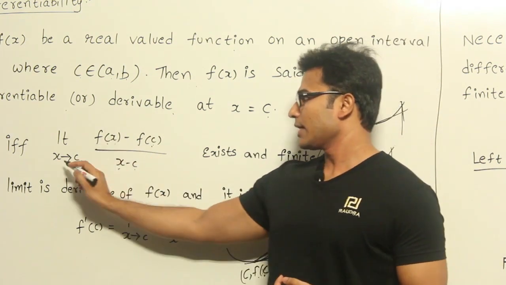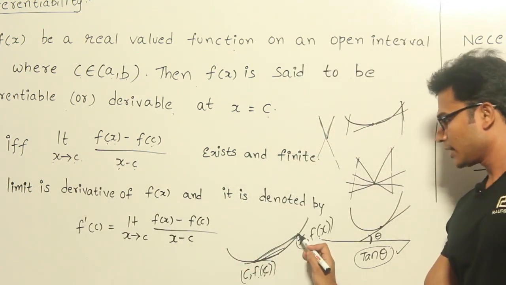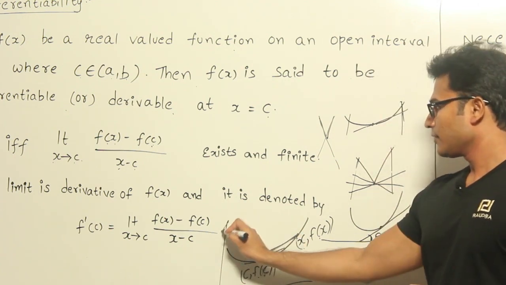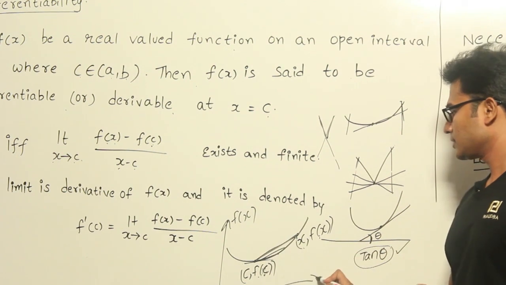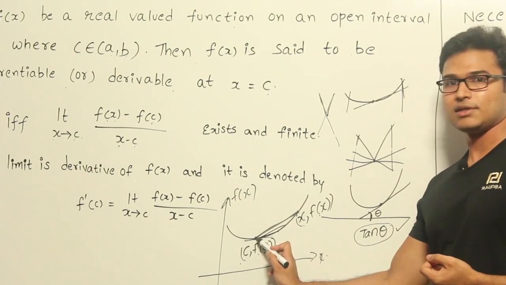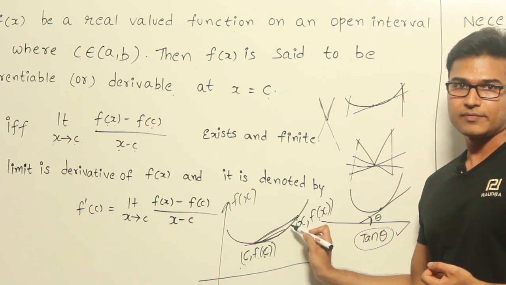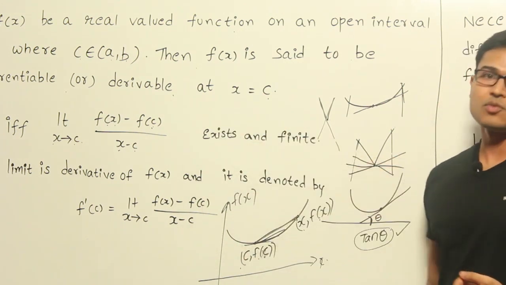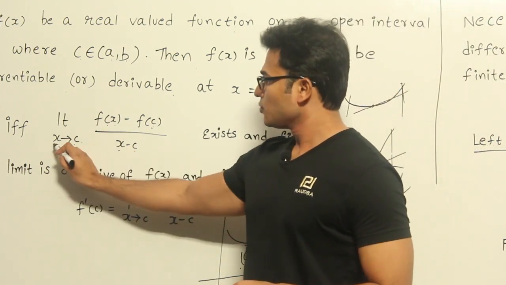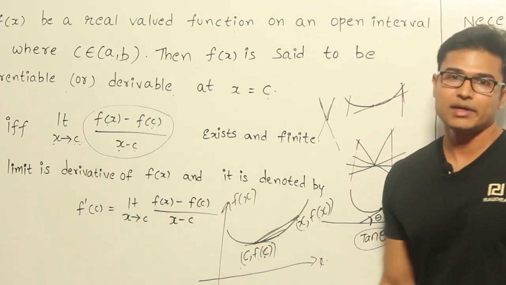Now when is it going to be the slope of the tangent? It is going to be the slope of the tangent only when x is approaching close to c, which means as I move this point x towards this point c. If you want to understand, let us say this is f of x and this is the x-axis, right? As I move this point x towards this point c, this line will become the tangent, and the slope of that line is going to be the slope of the tangent, which is nothing but the derivative, right? So as I move this point x towards c, the slope of this line will become the slope of the tangent, right?